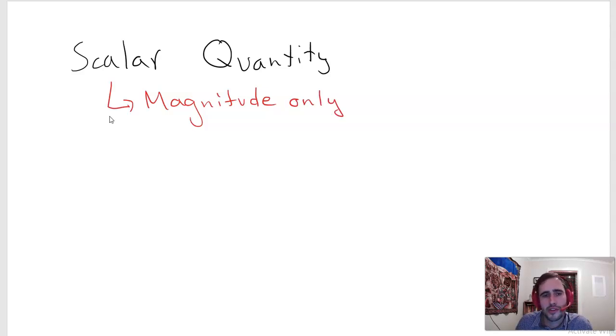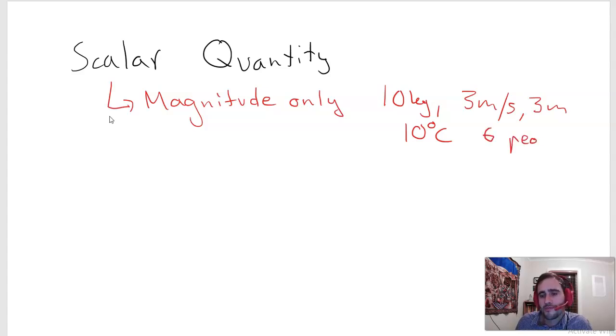And some of the examples I used beforehand, 10 kilograms, we could say 3 meters per second, or even 3 meters. Some other ones that might crop up is you could say 10 degrees Celsius or 6 people. These are all, in a sense, scalar quantities. Now, scalar, when it comes to kinematics, doesn't really do that much for us because it's just saying how much of there is something.